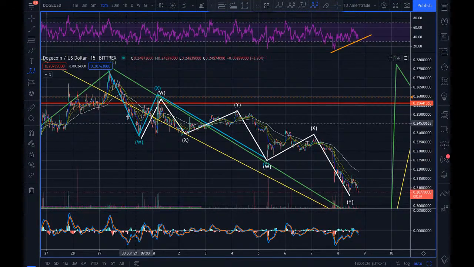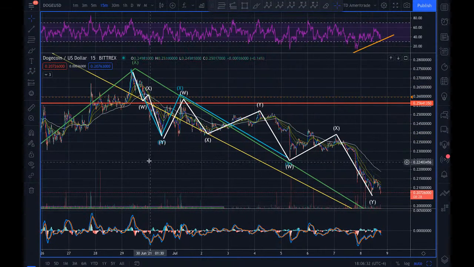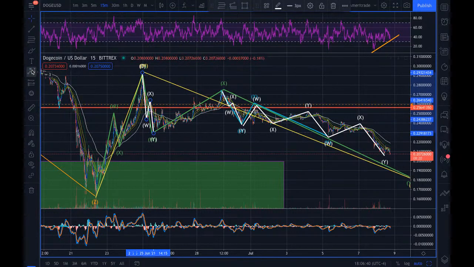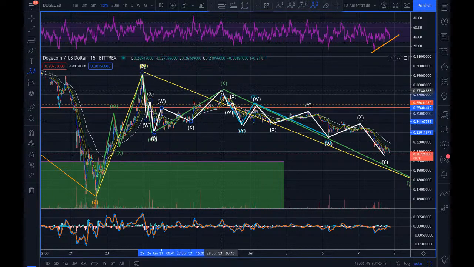Then this one, let's see, this third wave is in the middle like this. And this one was here. This one in the middle was difficult to mark. I think it was something like that. In hindsight, it's always easier.